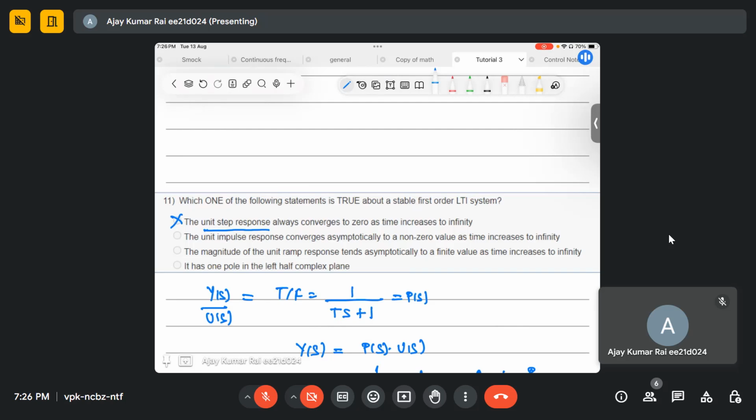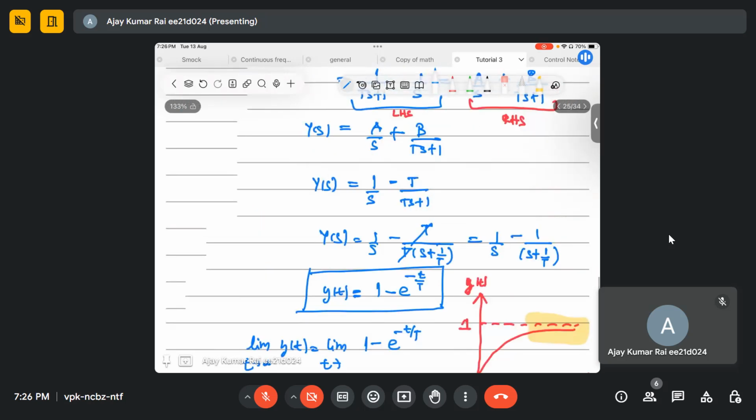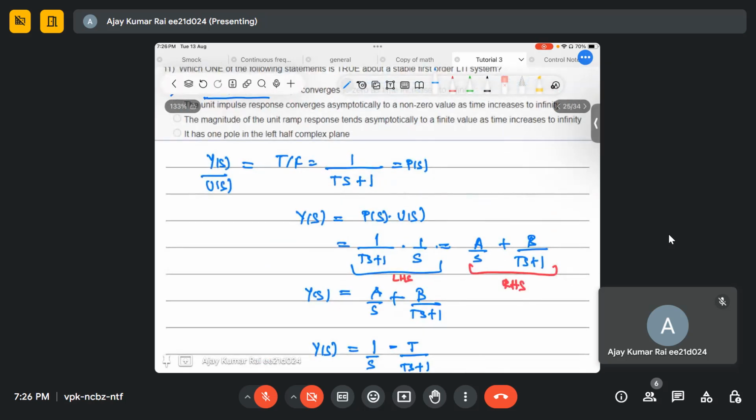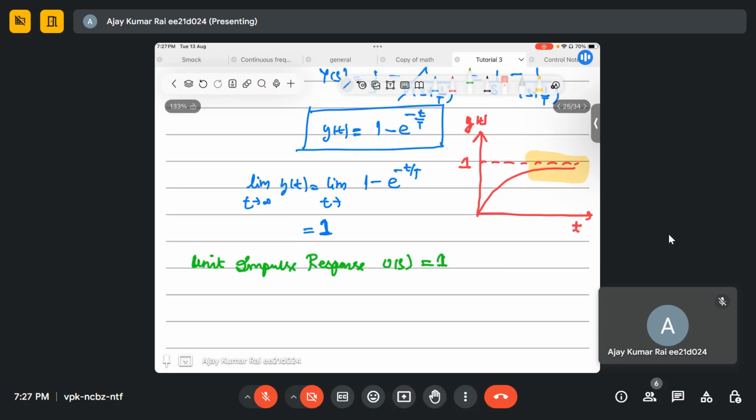The next statement: the unit impulse response converges asymptotically to a non-zero value as time increases to infinity. Here we have found out the unit step response. So what will happen for the unit impulse response? Here Y(s) will be equal to 1, you know. The Laplace transform of the unit impulse is equal to 1.